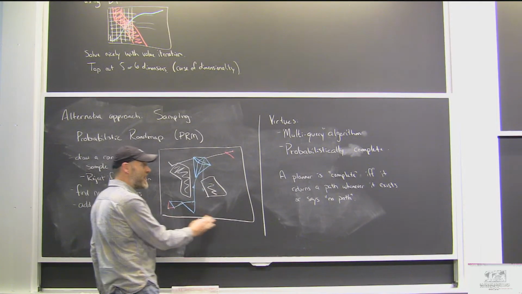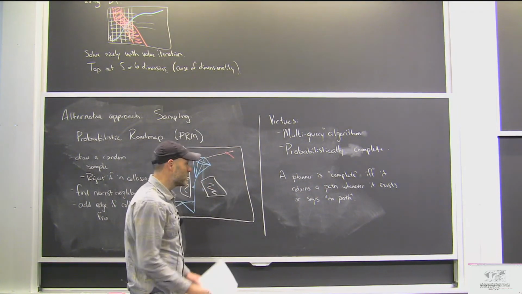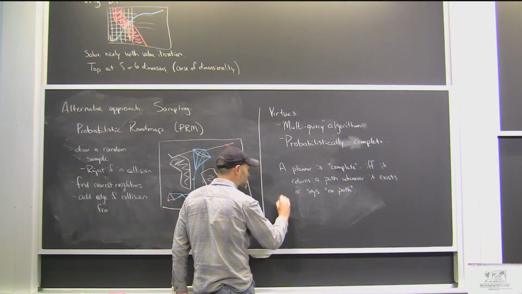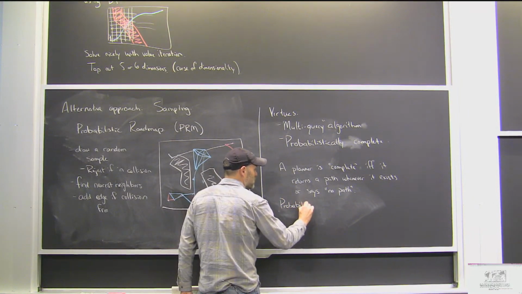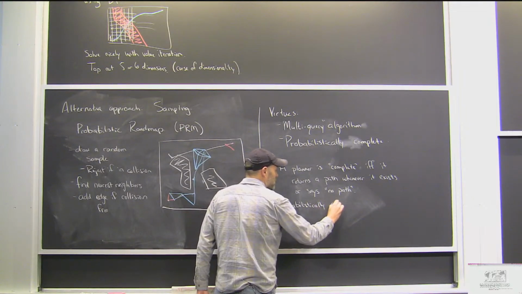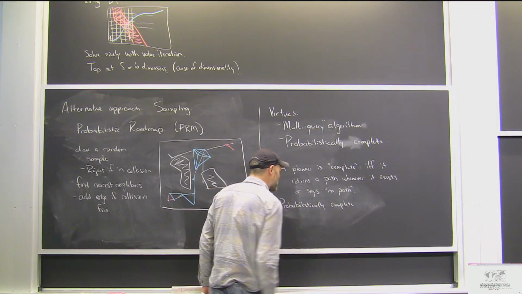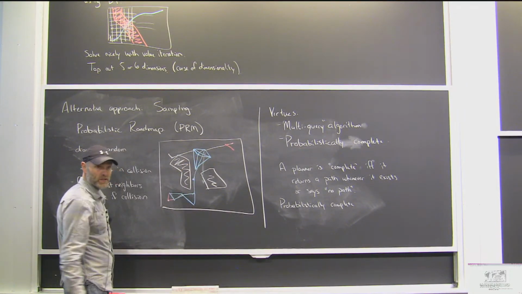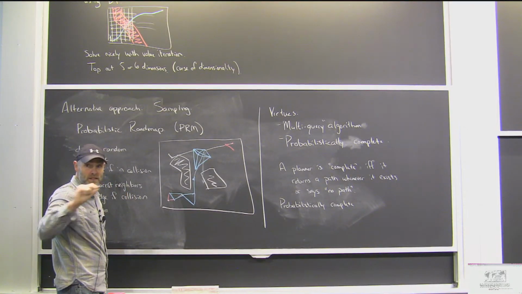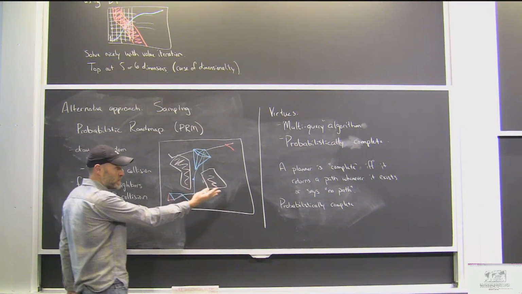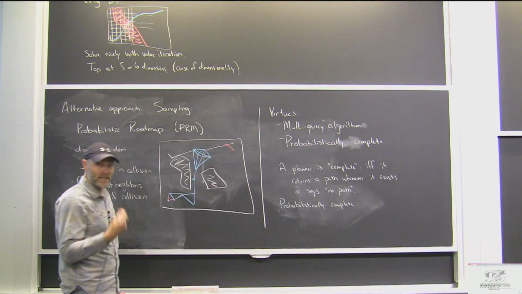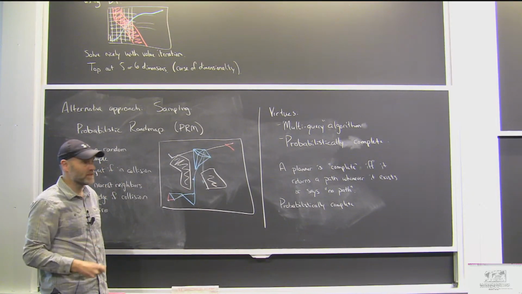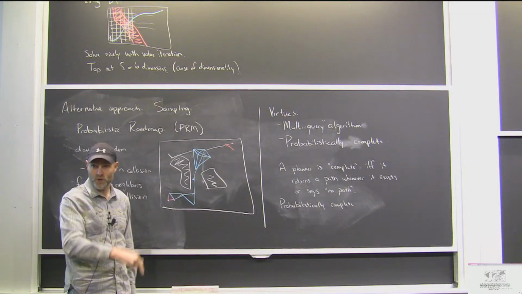A PRM is not complete in this strong sense. A PRM is probabilistically complete. So probabilistically complete means that as the number of samples that I draw using my discretization goes to infinity, the probability of being correct, of finding a path when asked for one and it exists, approaches 1. Or the probability of it failing to find a path approaches 0.